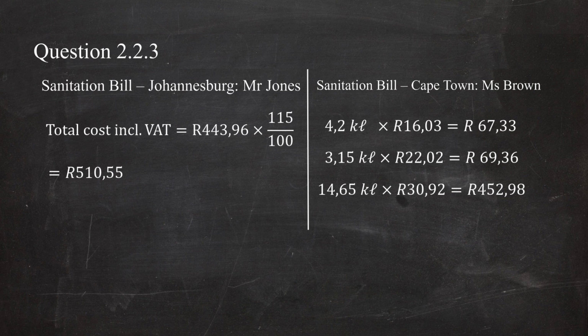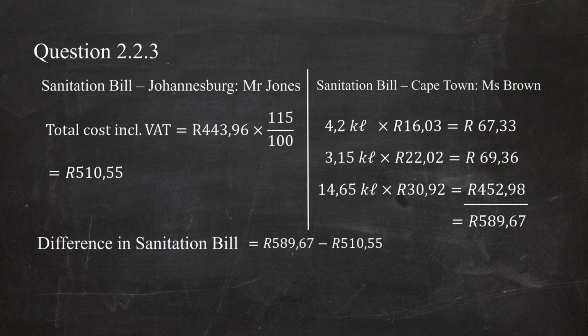The total cost of all 3 steps is equal to the sum of all 3 steps. This equals a total cost including VAT of 589 Rand 67 cents. Now the difference in the sanitation bills of Ms. Brown and Mr. Jones is 589 Rand 67 cents minus 510 Rand 55 cents, and this equals a difference of 79 Rand 12 cents.